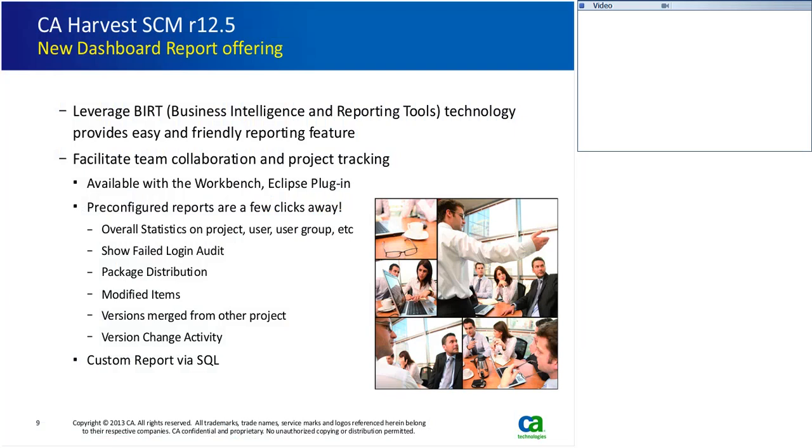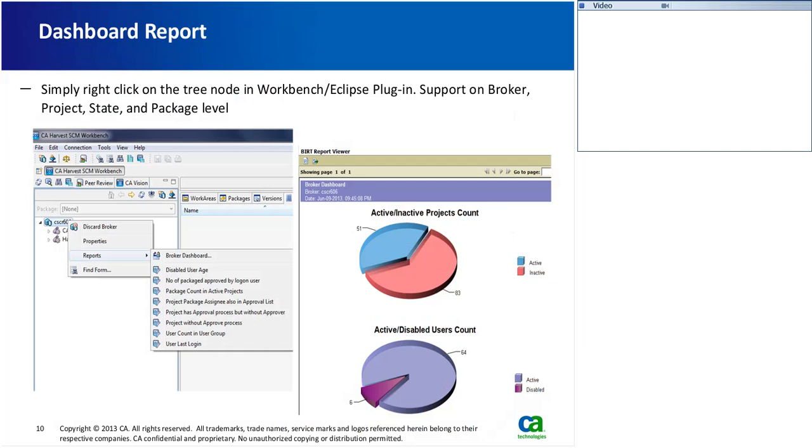Okay. Yes. All right. So let's get into more detail. How to use it? What we offer right now is in the Workbench or Eclipse plugin, because we bundle this BIRT technology there. So what you can do is right-click on the broker node, or any tree node: the broker level, project level, state level, package level, and so on. That will instantly pick up the corresponding object and give you great graphic support on all of the statistics, all of the information you want to get.